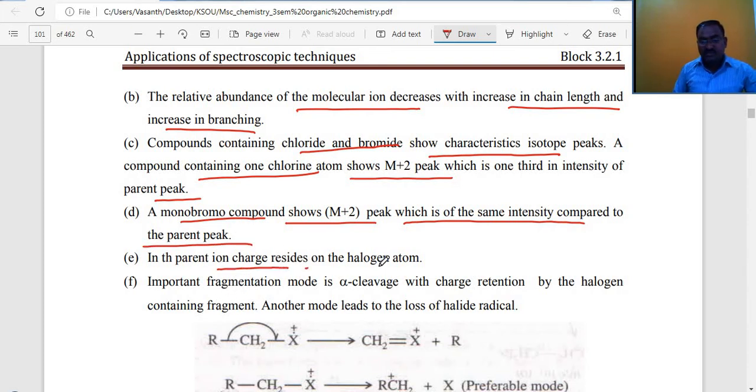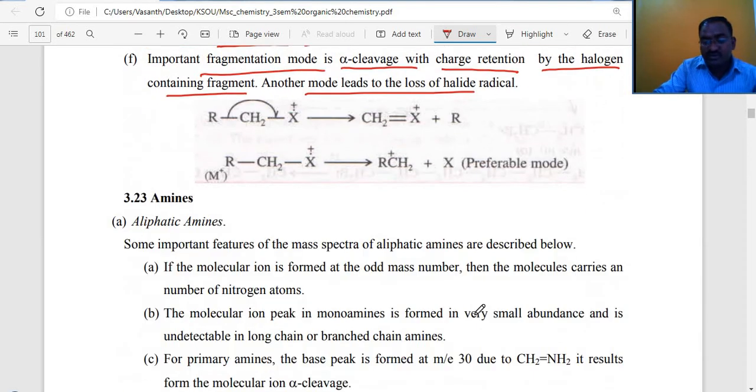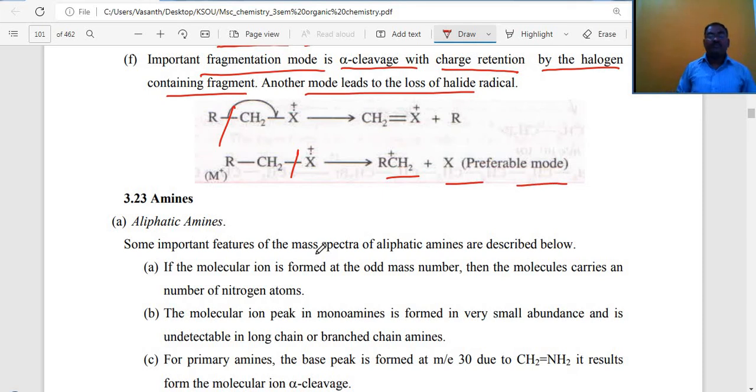The parent ion charge resides on the halogen atom. An important fragmentation mode is alpha cleavage with the charge retained by the halogen-containing fragment. Another mode leads to loss of an alkyl radical. Here, breaking of this bond gives a CH2=X type fragment.